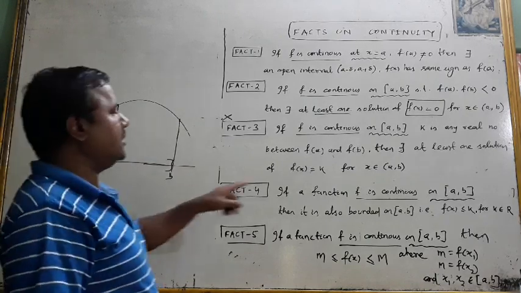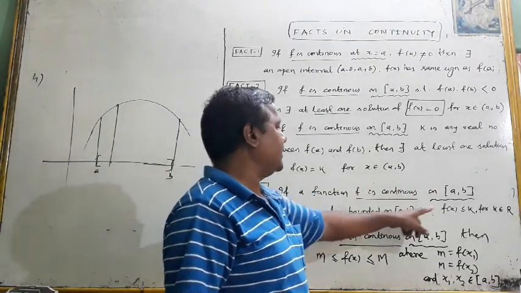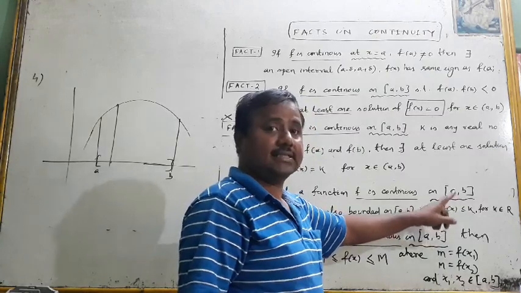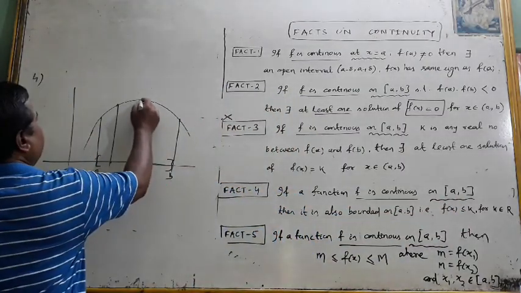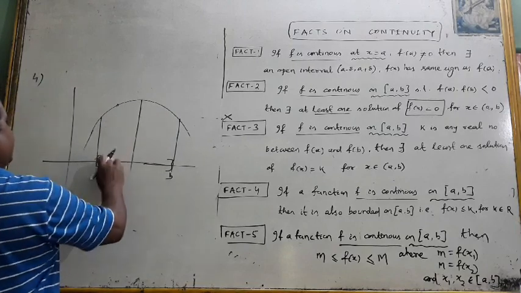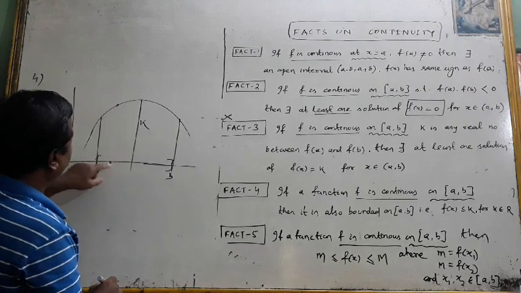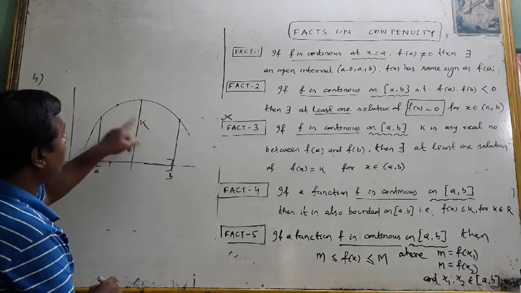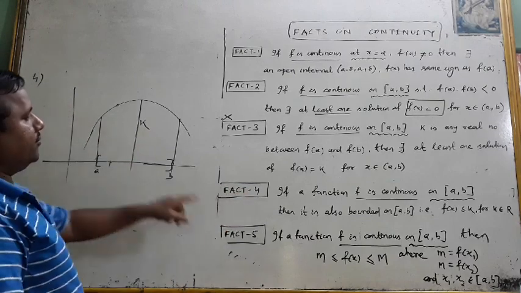If f is continuous on [a, b], then it is also bounded on [a, b]. That is, each f(x) is less than or equal to k. Suppose this height is k. Now any height from this to this is at most less than this height k. This is fact 4. Now fact 5.